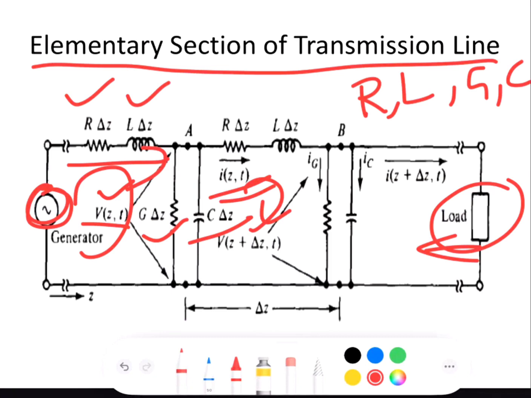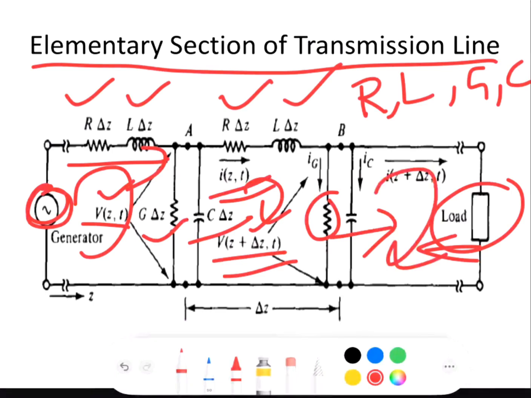Okay. And next, once again, in the secondary part of the circuit also, we have the components resistor and inductor. So it is R delta Z and L delta Z, and the current is IG. And here in the next loop, the voltage changes into V of Z plus delta Z comma T. And finally, at the output, once again, there is a resistor which is connected, and once again the current is forwarded. Now at the third loop, this is loop 3, we have the current parameter IC, which is expressed as I of Z plus delta Z comma T.